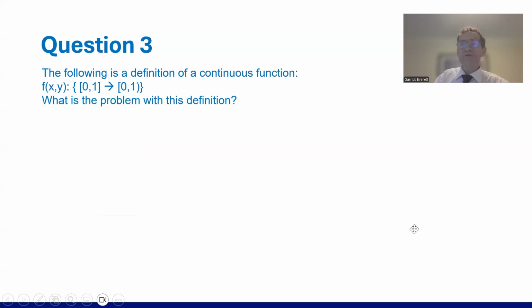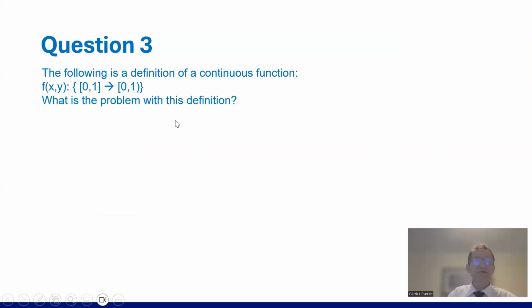Question 3, image down the bottom, and we'll keep going. Okay, the following is a definition of a continuous function f: (0,1) to [0,1]. What is the problem with this definition? Look carefully. I'll give you 5 seconds. 4, 3, 2, 1. Hopefully you picked it up.